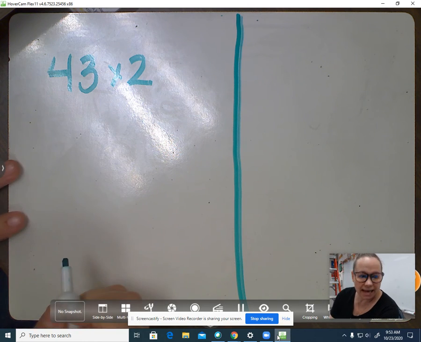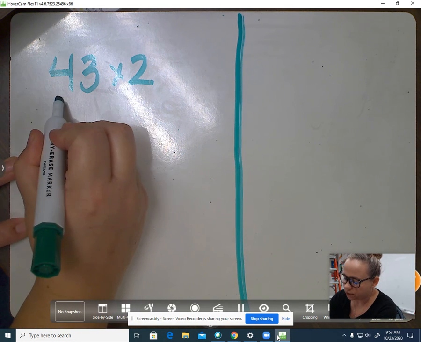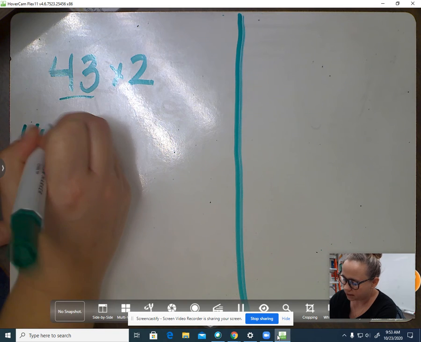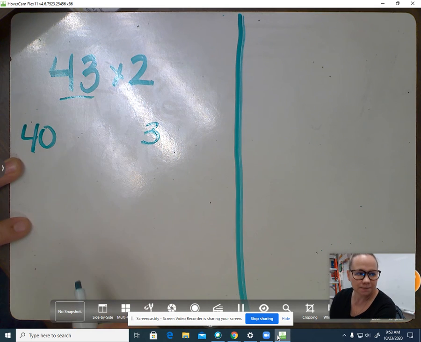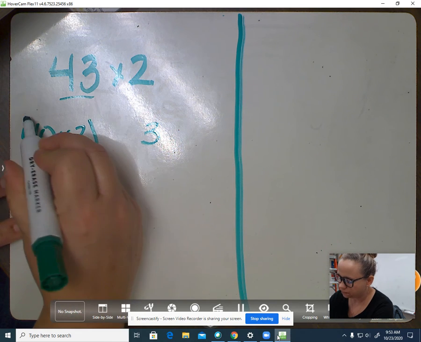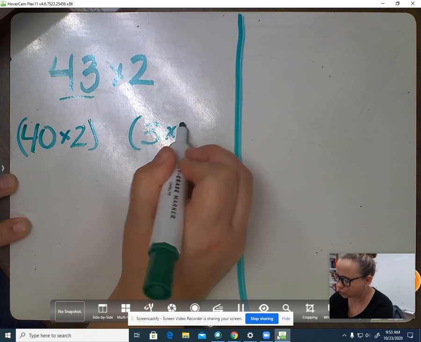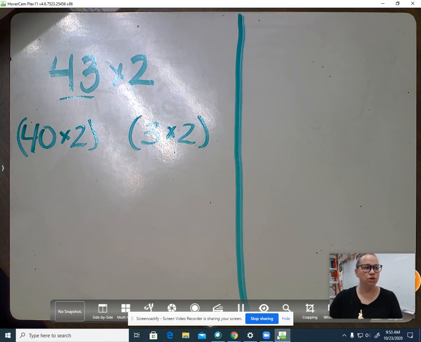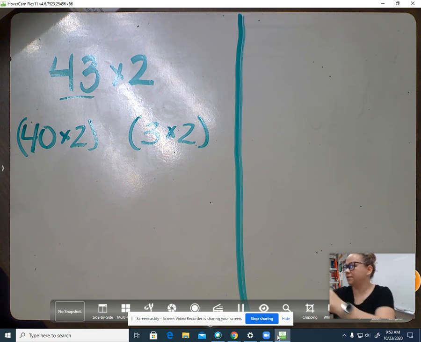So last week we did partial products. We took 43 and we broke it into 40 and 3. Do you remember doing this? And then we multiplied each number, 40 times 2 and 3 times 2. So what we did last week was we took the problem, we broke it apart, we multiplied it, and then we put it back together.